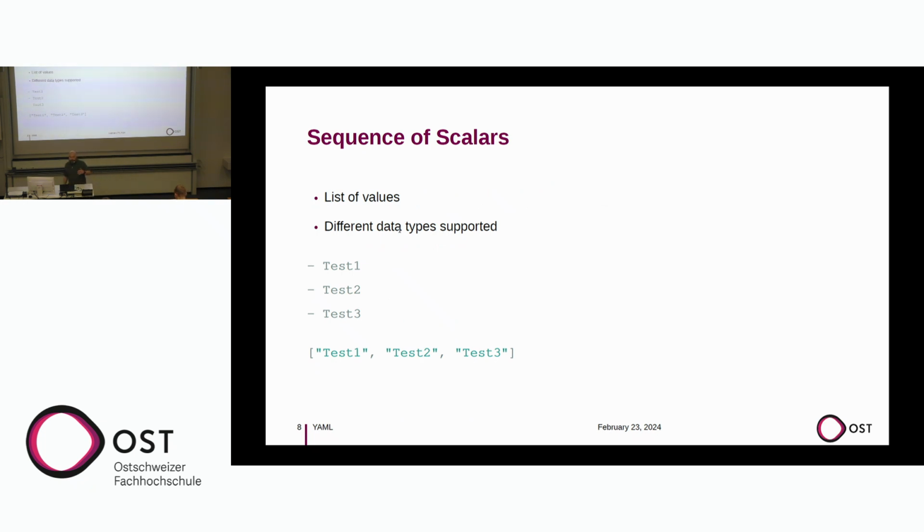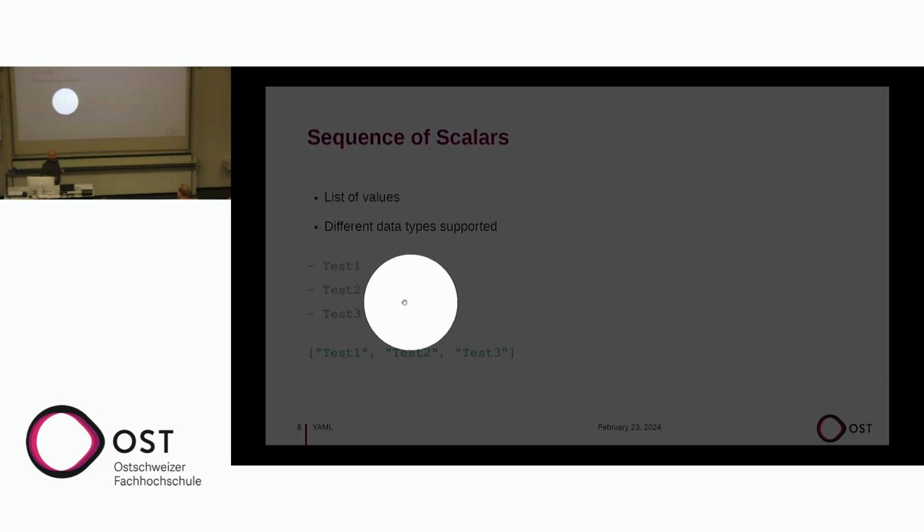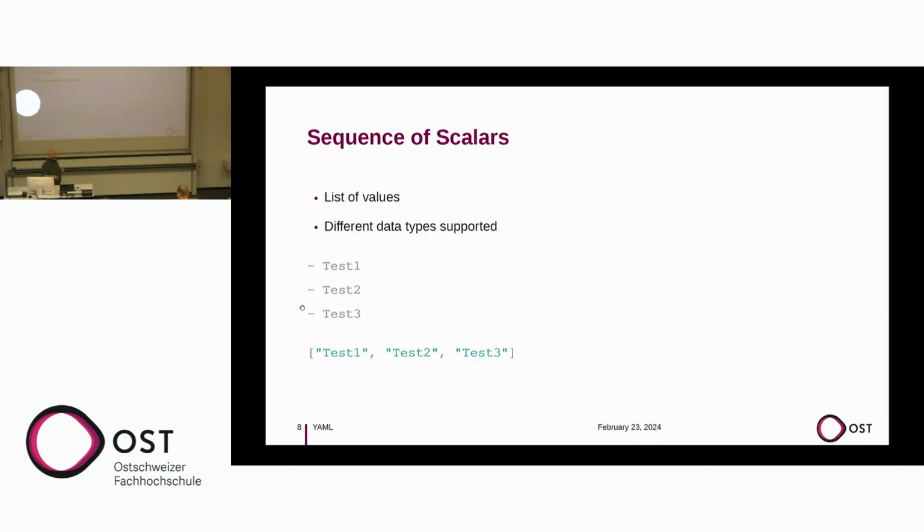So one thing would be a sequence of scalars. Scalars is just another word for any values. A value could be a string, an integer, a boolean. We will see all these types later. And we can have a list. If we want to have a list, we have two options. We can use the square brackets, or we can use the dash.